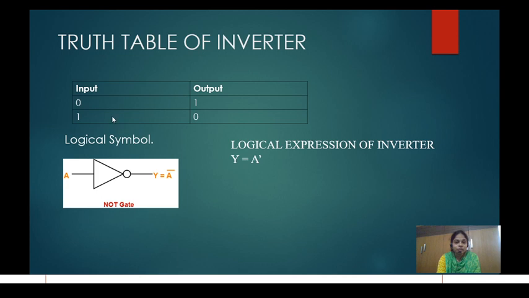This is the truth table. If you give input as 0, output is 1. Input 1, output is 0. This is the logical symbol. This bubble indicates the negation or NOT. It can be represented by a bar or a complement.